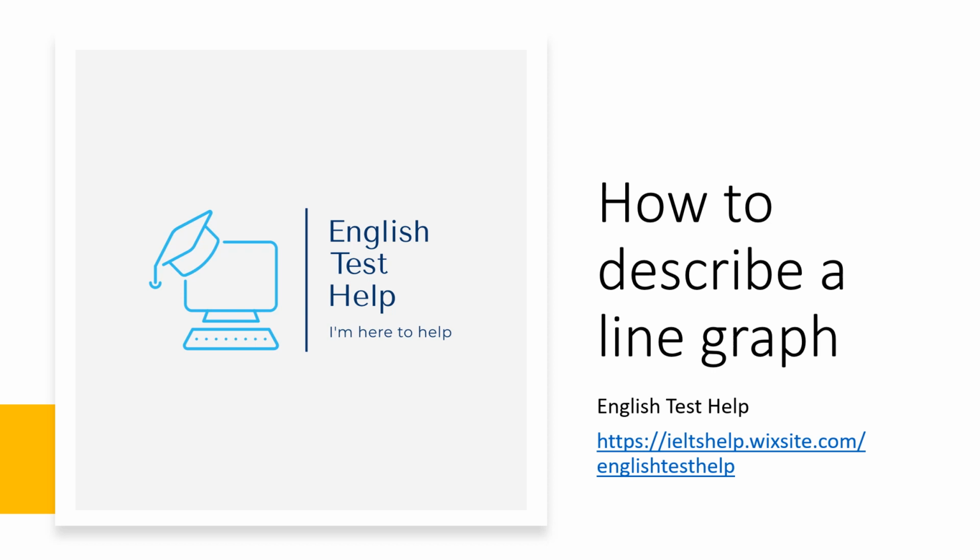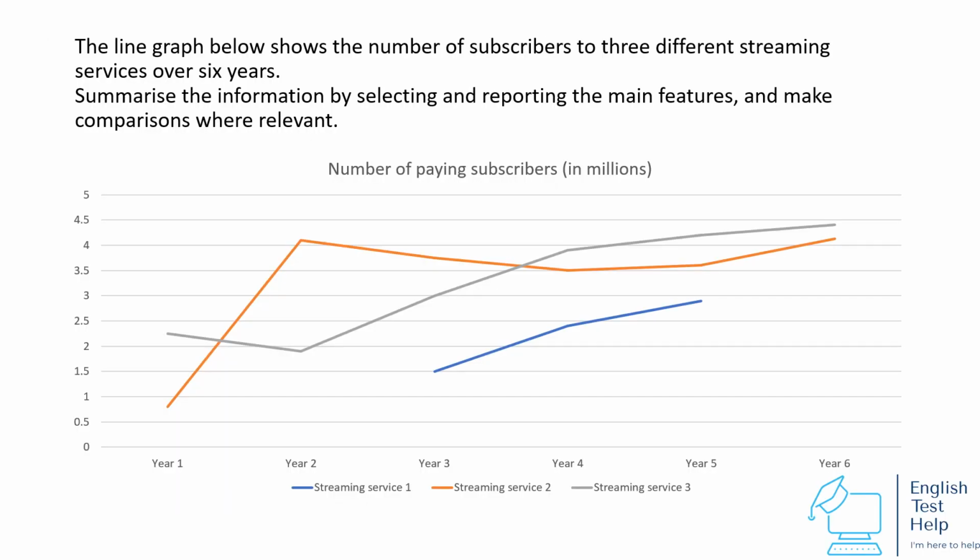Today, you will improve your ability to describe a line graph and pass IELTS. The line graph below shows the number of subscribers to 3 different streaming services over 6 years. Summarize the information by selecting and reporting the main features and make comparisons where relevant.